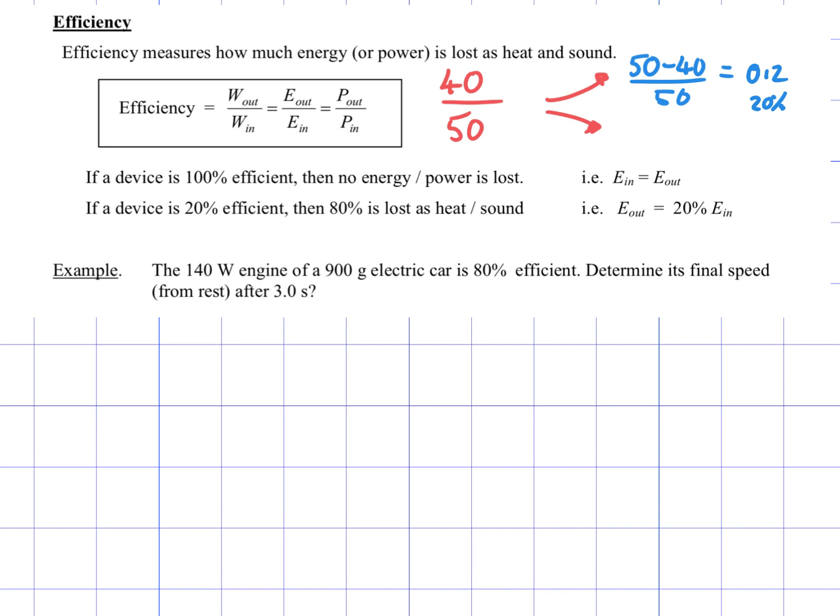Now, to get the actual efficiency, you would just put in your score. So 40 is what you actually scored. That's essentially the efficiency you had on the test. And that's going to give you 0.8, otherwise 80%. So you would say you were 80% efficient on that test.